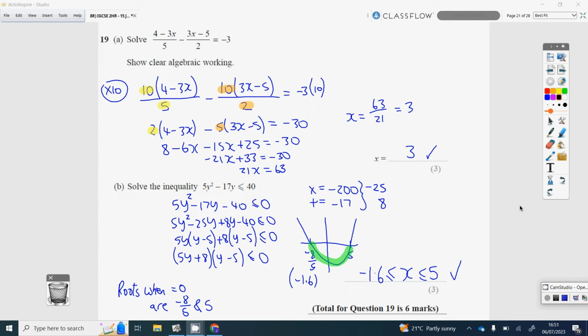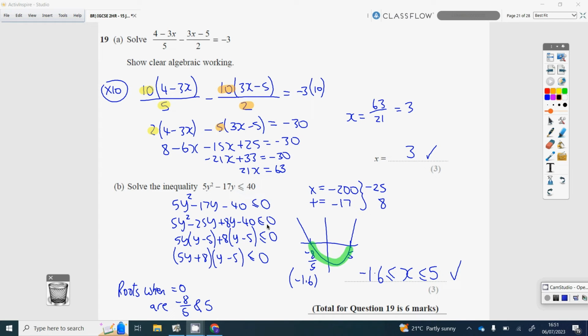Part B, I'm going to turn this into a quadratic to solve by taking away 40 from both sides, so it's less than or equal to 0. And I'm then factorising this. So what 2 magic numbers multiply to be 5 times minus 40, which is minus 200, but add to be the coefficient of y, which is minus 17? Well, that's minus 25 and 8.